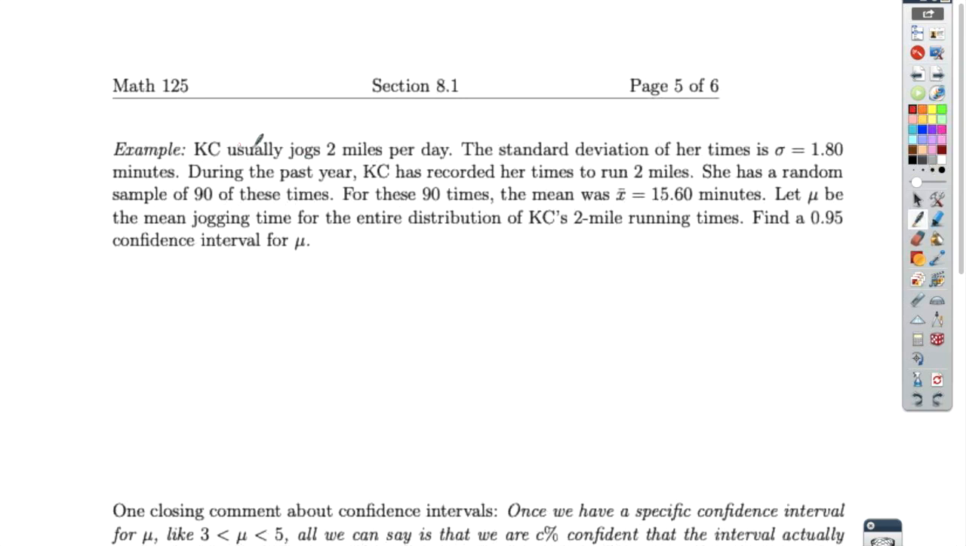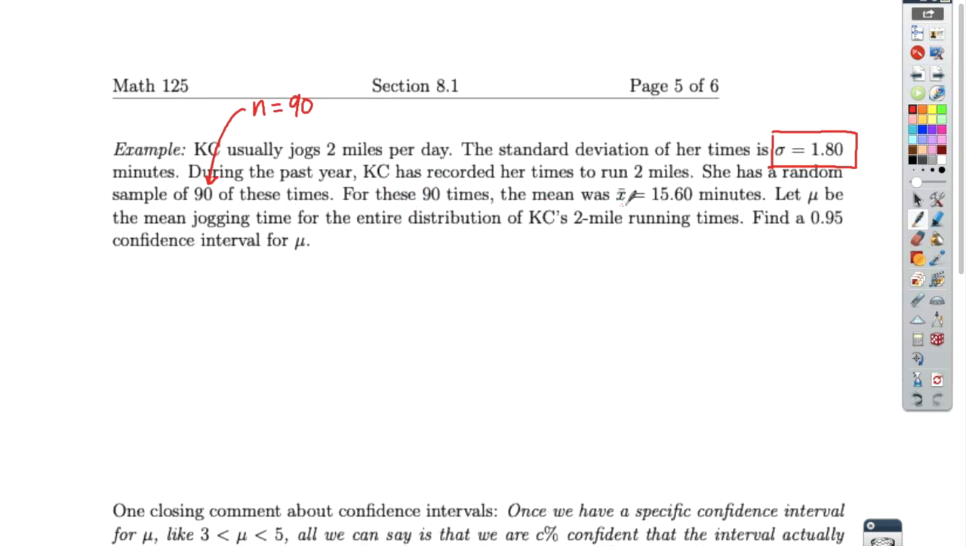Example: Casey usually jogs 2 miles per day. The standard deviation of her times is sigma equals 1.80 minutes. So again, we're given the standard deviation here. During the past year, Casey has recorded her times to run 2 miles. She has a random sample of 90 of these times. So there's our sample size. We've got 90 data values, so n equals 90.